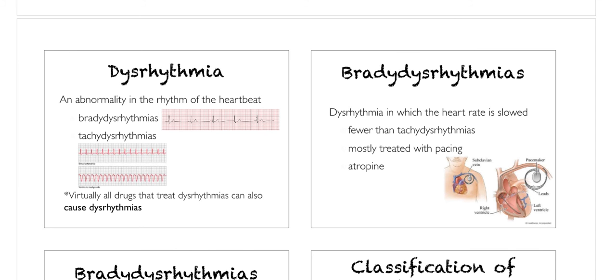Dysrhythmias are simply an abnormality in the rhythm, the electrical conduction system of the heart. So we can have a bradydysrhythmia, we can have a tachydysrhythmia, along with other ones. Brady rhythms in and of themselves are not considered pathologic, nor are tachy ones. They are a dysrhythmia when we're talking about an impact to the hemodynamics or the homeostasis of a patient.